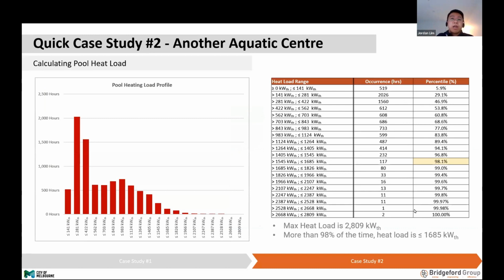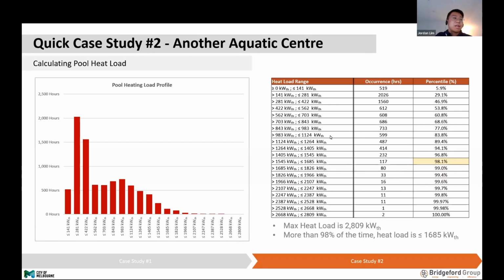So does that mean we have to install 2.8 megawatts of heat pumps? The simple answer is not necessarily. When we investigate this in detail, the left graph here is a heat load profile of the aquatic center, and the right table is a tabulated version of the graph. Looking at the cell highlighted in yellow, 98.1% of the time the pool requires less than 1,685 kilowatts of heating, and everything above that occurs only 2% of the time across the entire year.